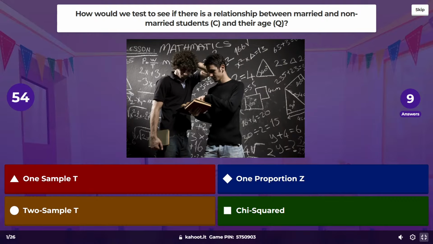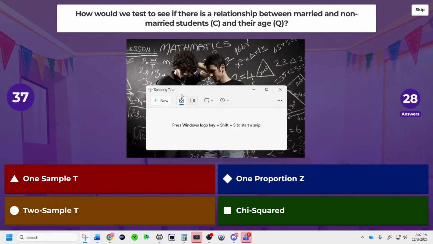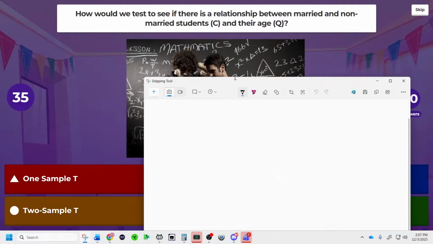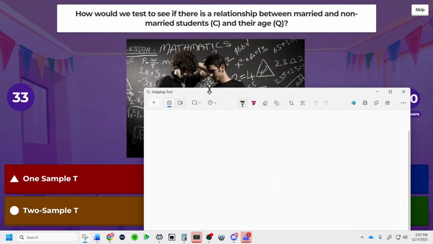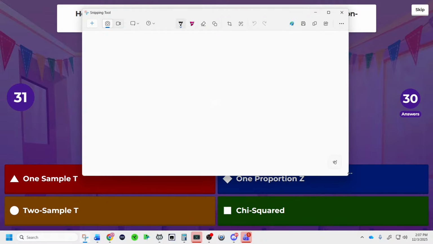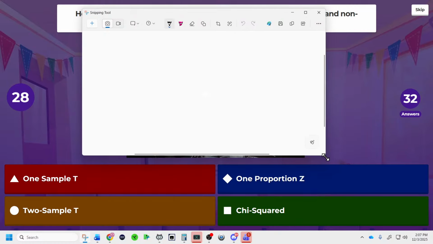So think about what graphic you would make to test this. What graphic would you make? So, who has an idea in the chat? What kind of graphic would you make to test this? Well, you have if a student is married or not married, right?